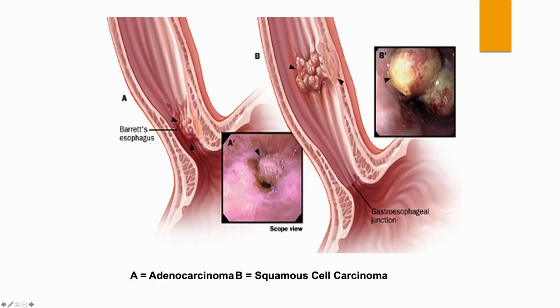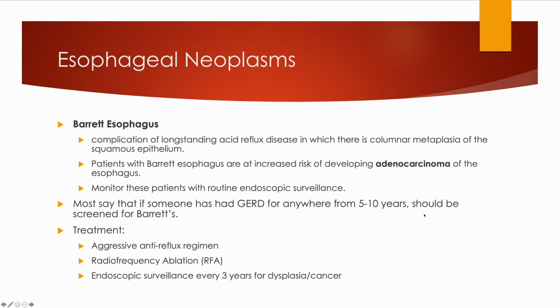So here, close to the lower esophageal sphincter, we have adenocarcinoma, and here a little bit higher up, we have squamous cell carcinoma. Now, we mentioned that a precursor to adenocarcinoma is Barrett's esophagus. And essentially what Barrett's esophagus is, it's a complication of long-standing, uncontrolled acid reflux.